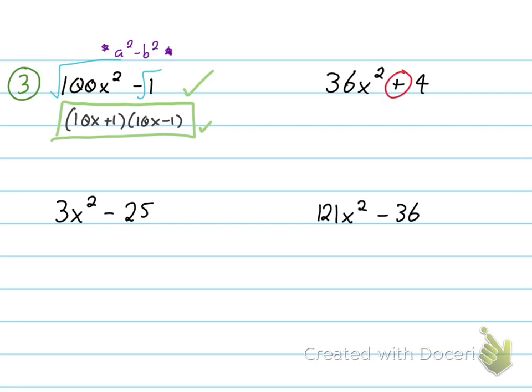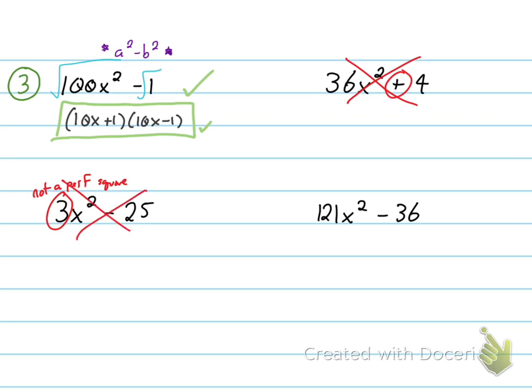In our next problem, since I'm adding instead of subtracting, I can't do the difference of perfect squares. Even though 36 and 4 are perfect squares, again, I needed those terms to be subtracted to do that rule. In our next example, 3 is not a perfect square, so I'm not going to do that either.